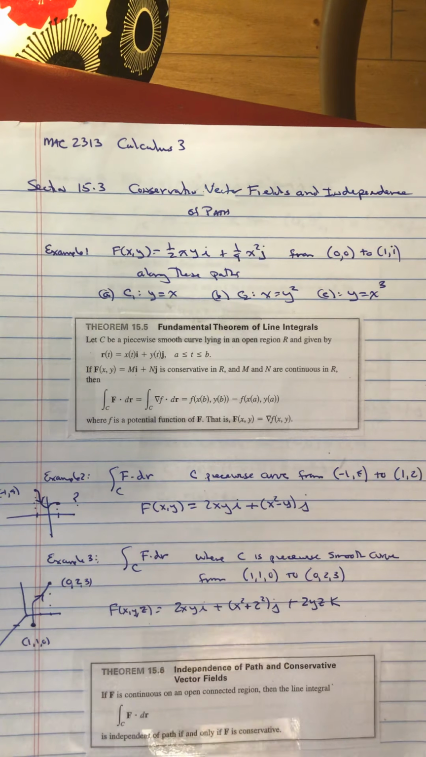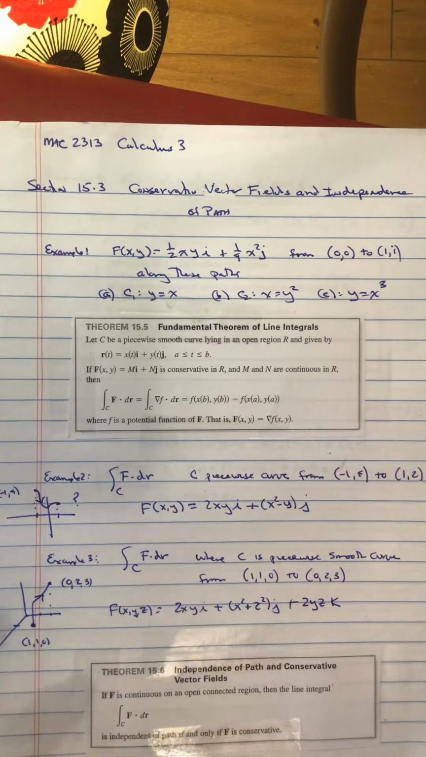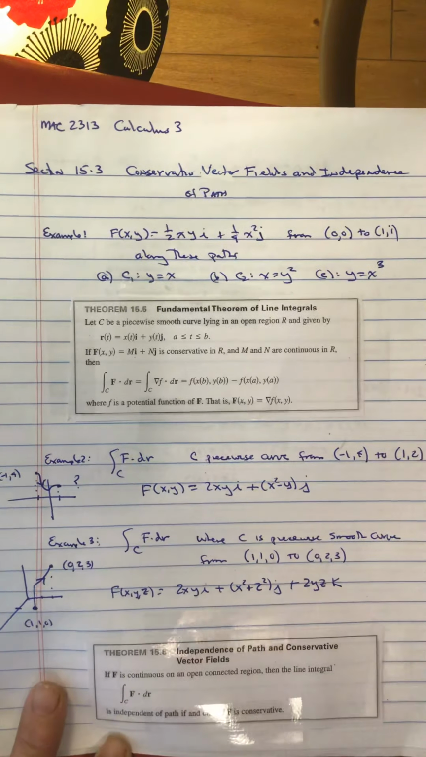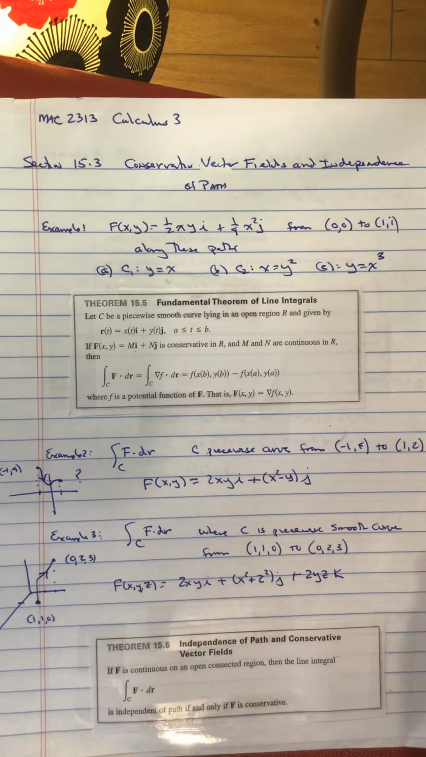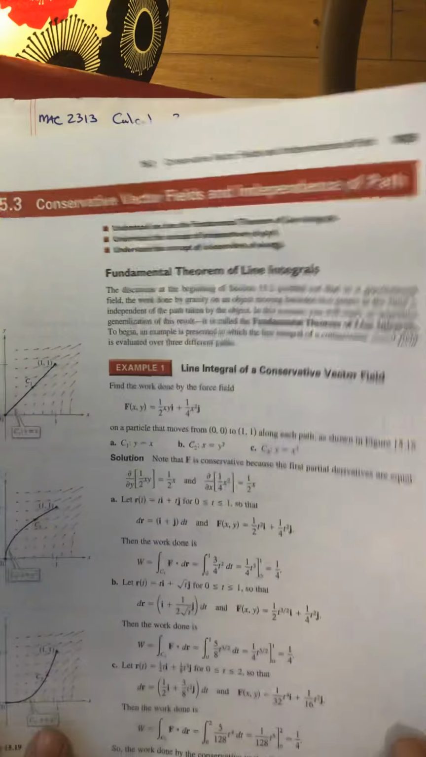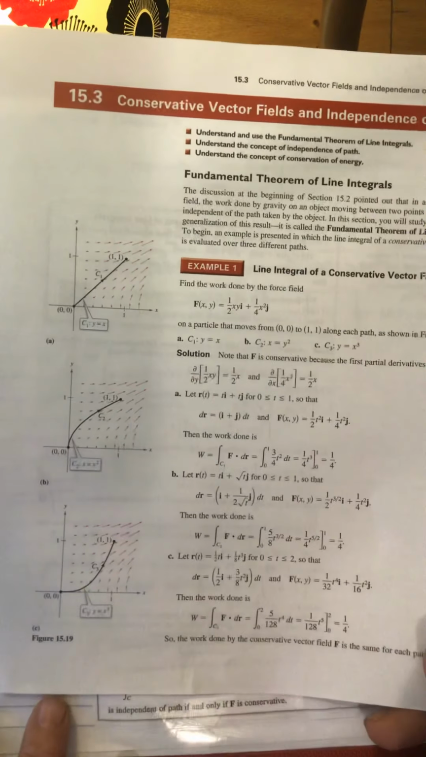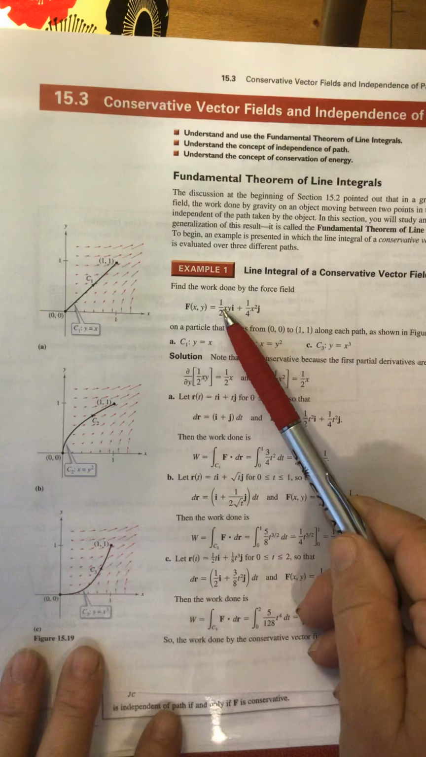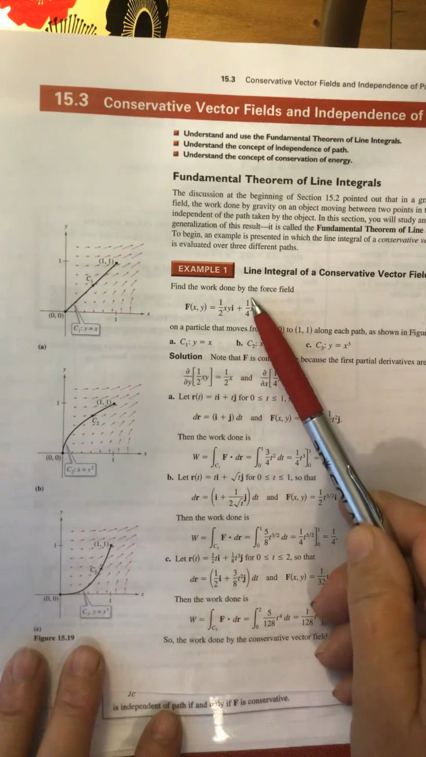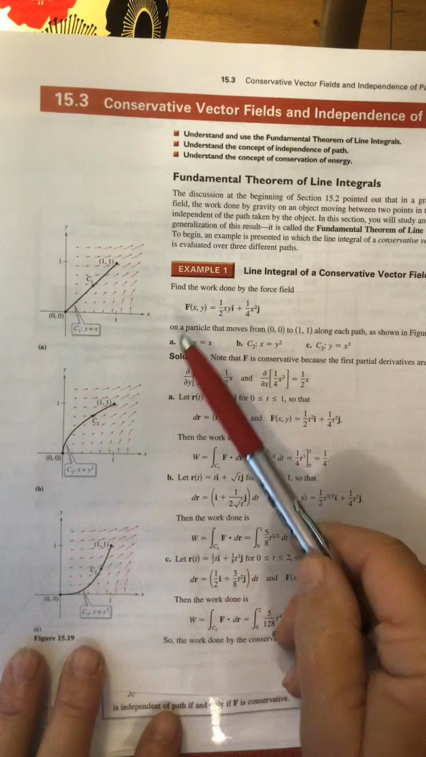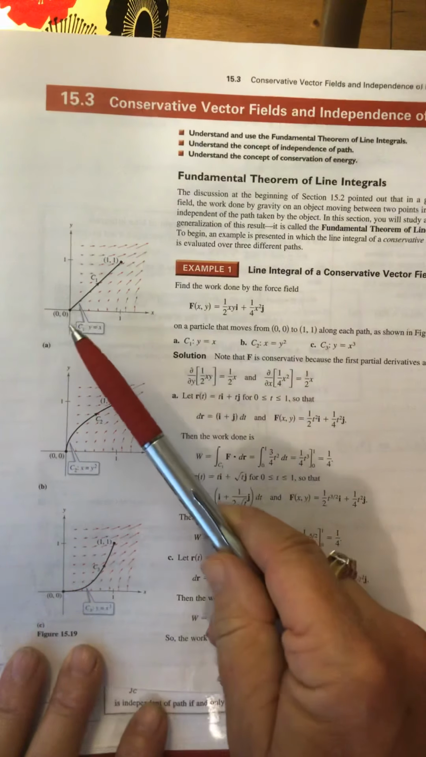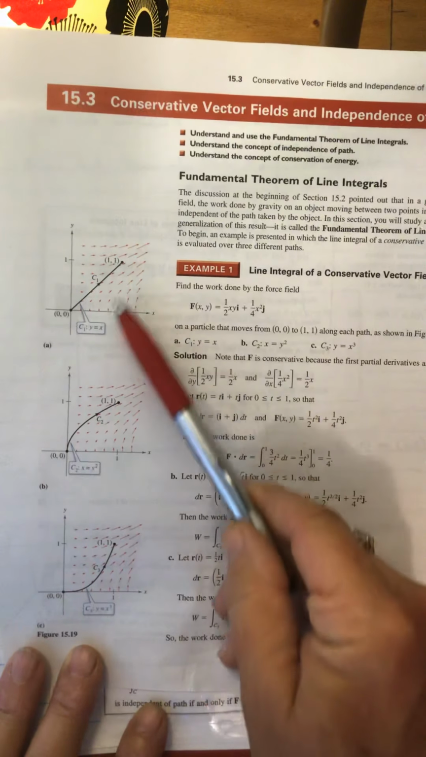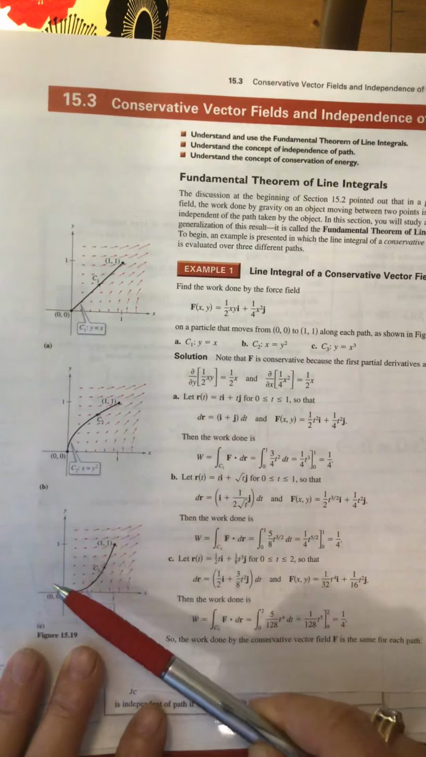Now we want to look at sections 1 and 2 put together: conservative vector fields and independence of path. If we look at 3 examples here, here's our vector field, 1/2 xy i plus 1/4 x squared j, and we have 3 paths from (0, 0) to (1, 1).